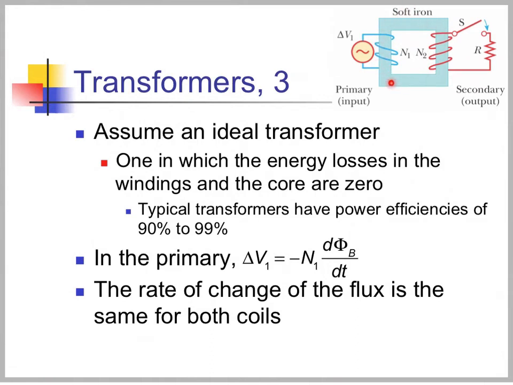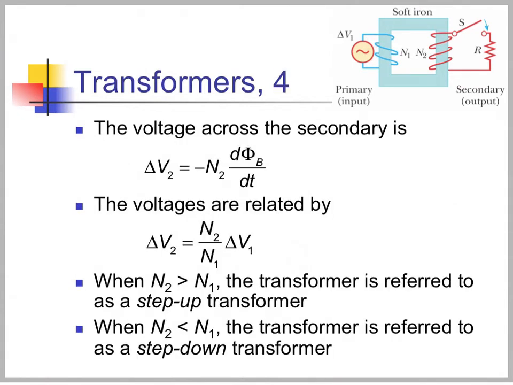So the voltage across the secondary then is minus N2 dΦ/dt. And again, the fluxes are the same. So if I set those two equal to each other, we can relate the voltages, where the voltage across the secondary is equal to N2 over N1 times ΔV1.